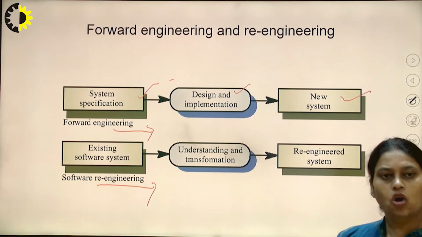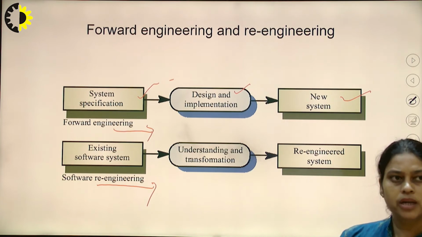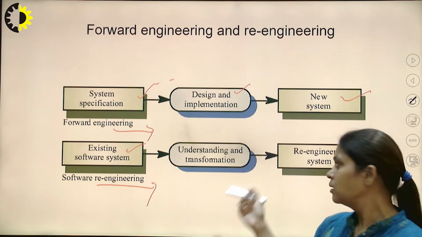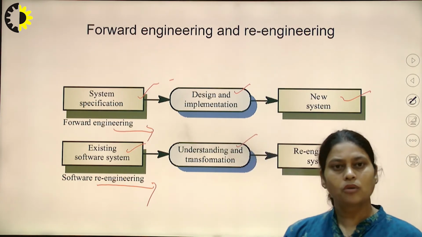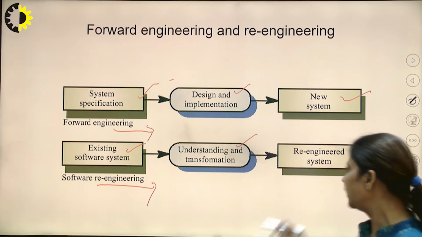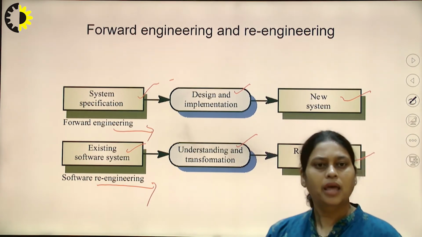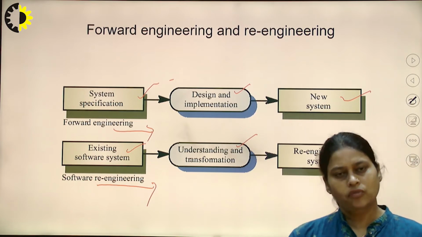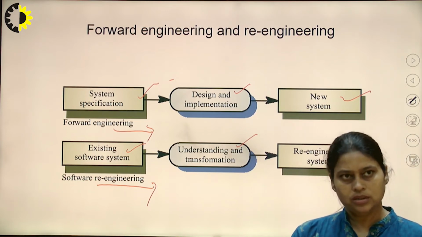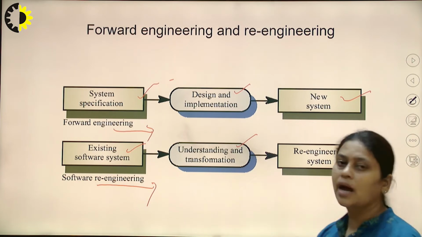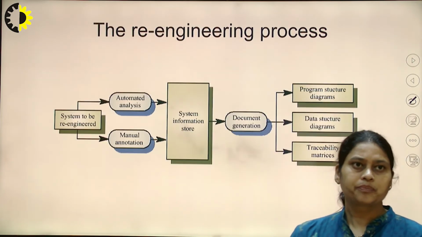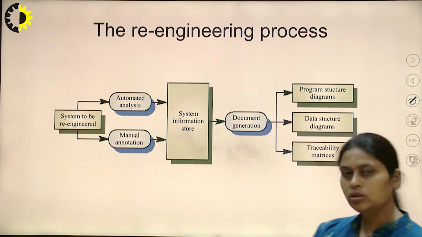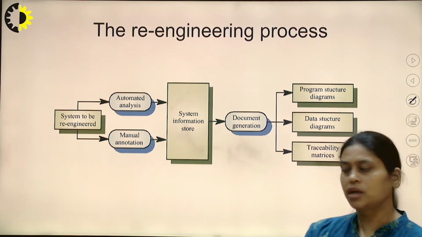But when we talk about the re-engineering process, we start with the existing system, understand the transformation process, and then re-engineer the existing software, or we can say we modify the existing software through the re-engineering process. So, this is the forward engineering and re-engineering concept. This is our re-engineering process. We can apply both methods for the re-engineering process.